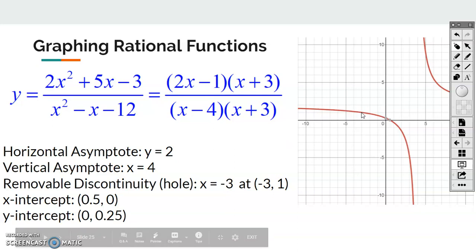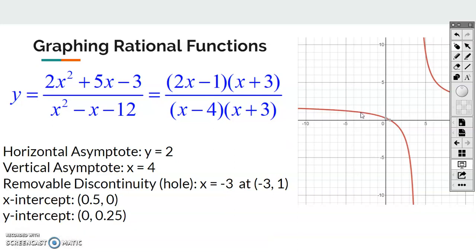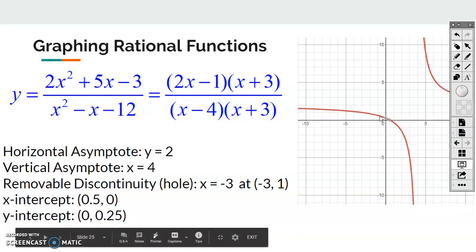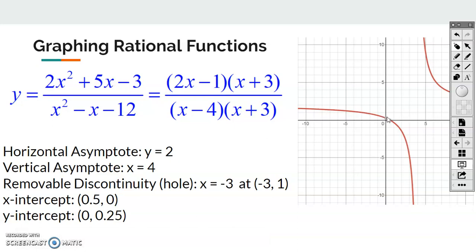That hole would be at negative 3, 1. You're not going to be able to see it on any graphing utility, but there's a hole right there. X-intercept would be at 0.5, 0. Y-intercept would be at 0, 0.25. If all the x's were 0, 3 over 12 would be 1/4. You have a horizontal asymptote at 2 because the exponent's the same. So I'm just dividing the number in front of the x's.